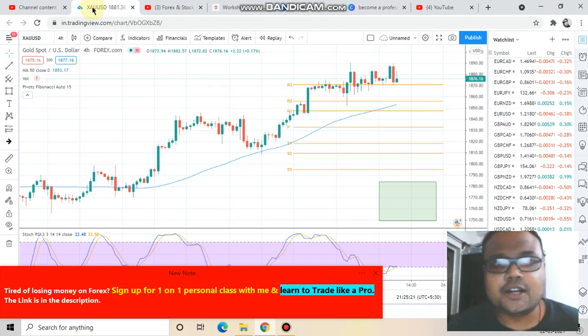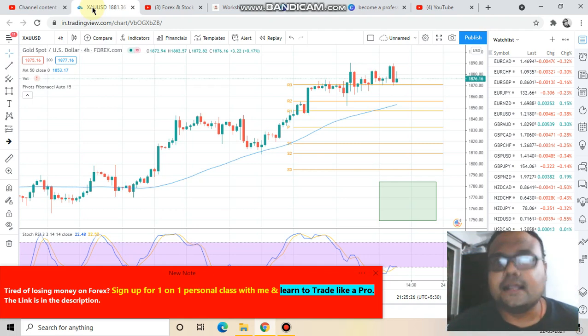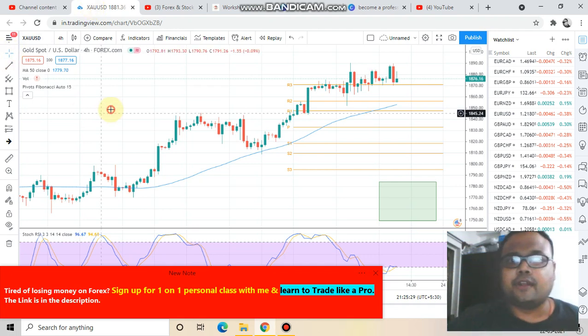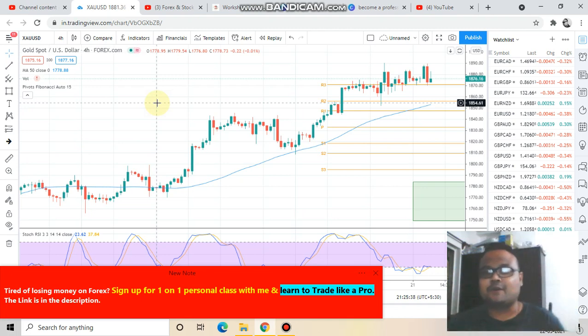So this is the chart of gold USD, and if we just look at the chart, there is no denial that the market is in an uptrend. The market is beautifully going up. And as I always say, trading in a trending market is always easier in comparison to a sideways or range-bound market.